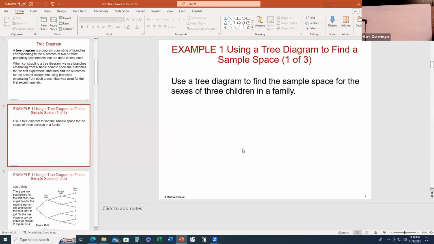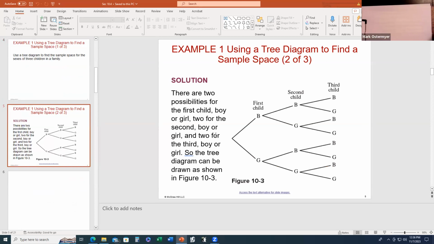All right, example one: use a tree diagram to find the sample space for the sexes of 3 children in a family. Well, these tree diagrams that your author builds in your textbook start at the left and basically move to the right. Some tree diagrams start from the top and move downward. It just depends what textbook you're looking at here.